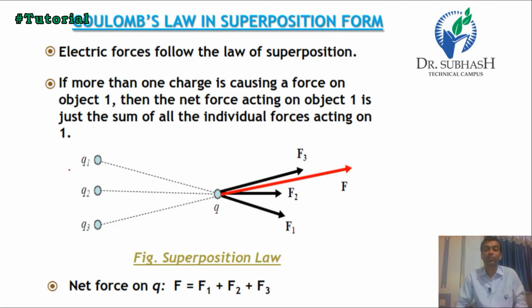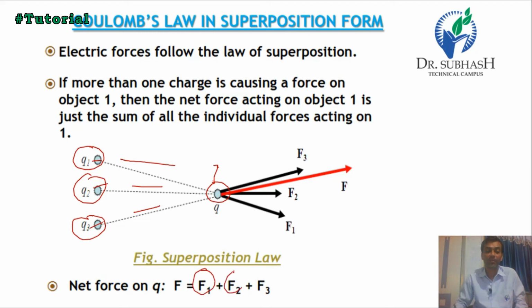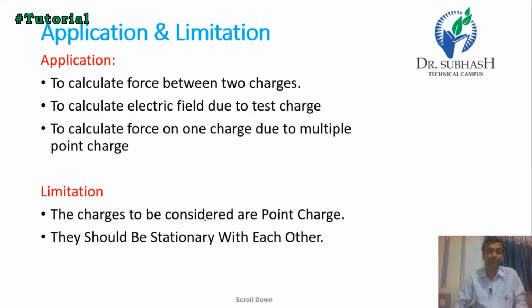Coulomb's law in superposition form means Coulomb's law also follows superposition. Suppose we have a charge Q and different charges Q1, Q2 and Q3, and we need to find the force on Q due to the different charges. First of all we find the individual forces due to Q1, Q2 and Q3, and then we add them. We get the final force on the charge Q.